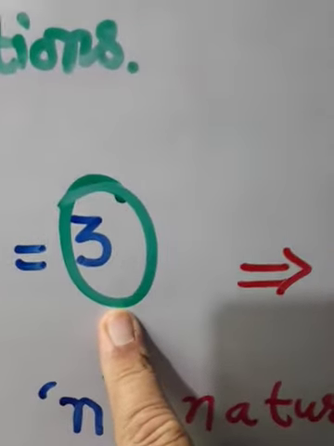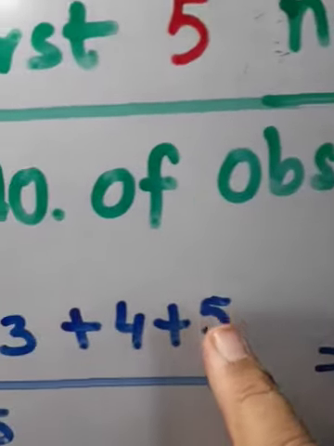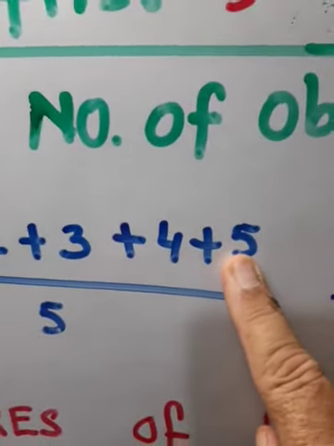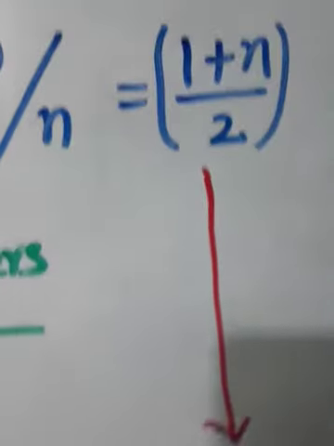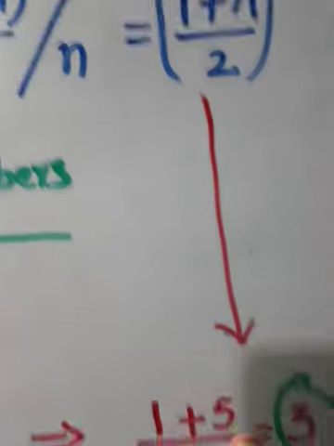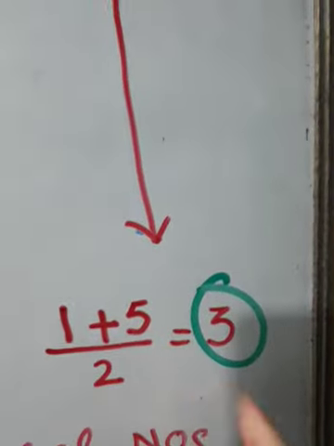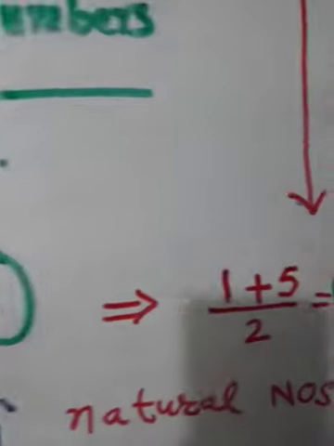If we do it by the formula, first number is 1, last number is 5, 1 plus 5 is 6 divided by 2. n plus 1 divided by 2. First term plus last term divided by 2. This is the average. Now you will say, sir, it is better to solve by this than by this.